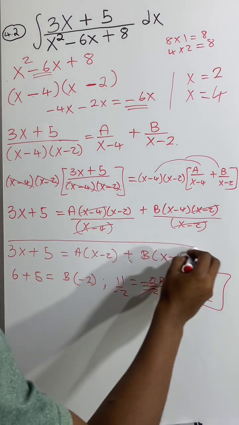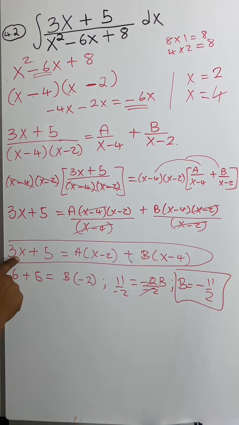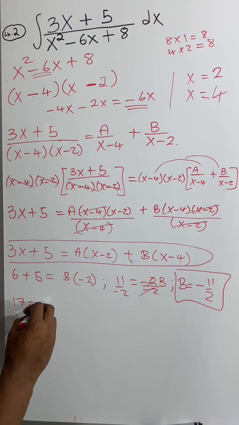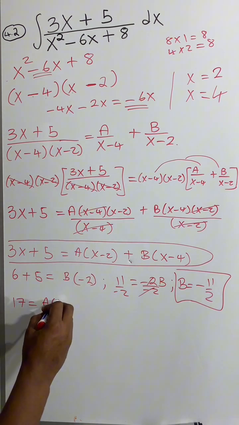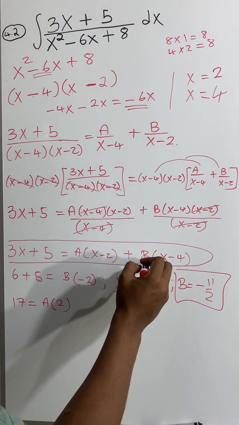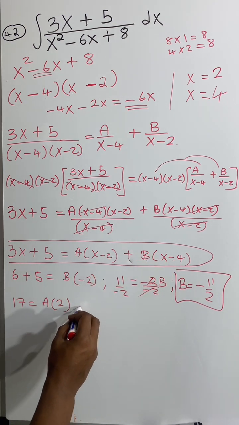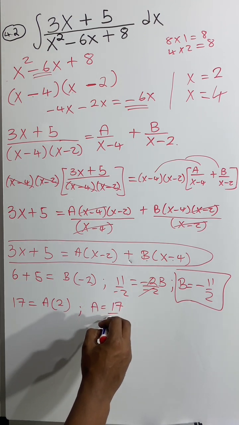From here, we let x equal 4. So this is our main equation. We let x equal 4. 3 times 4 is equal to 12. 12 plus 5 is equal to 17. 4 minus 2 is equal to 2. We know that 4 minus 4 will be 0. That 0 multiplied by b will be 0. So our a will be 17 over 2.